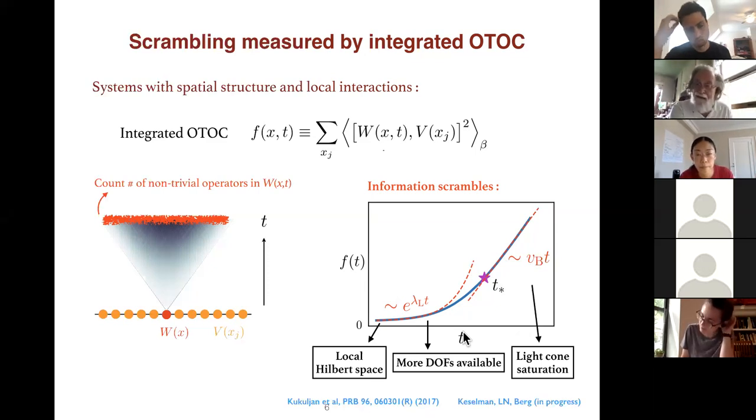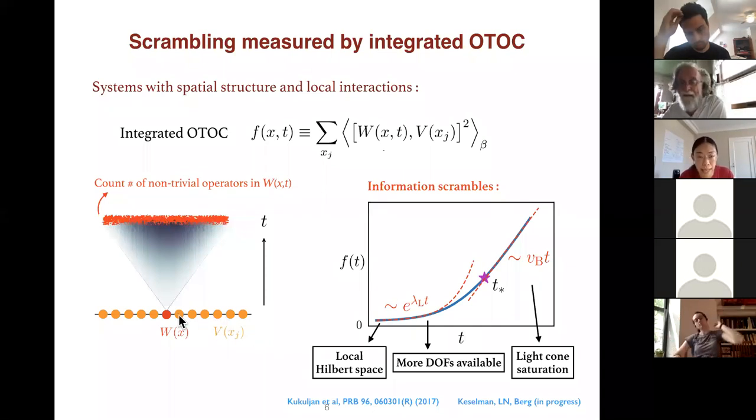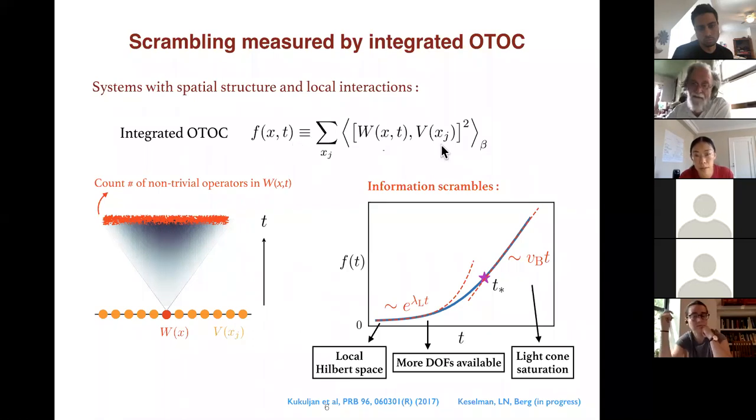I have a quick question. Mm-hmm. So you have implicitly assumed that degrees of freedom have a finite dimensional Hilbert space individually. Yes. If you have a conventional field theory, that's not the case. That's right, it usually will be infinite dimensional. And so some of these assumptions don't hold there? So what we're interested in is this case where the local Hilbert space is finite dimensional, for example a spin chain or things like that. For a CFT, you don't need this integrated OTOC because, for example, for a large-c CFT you already have a large local Hilbert space.